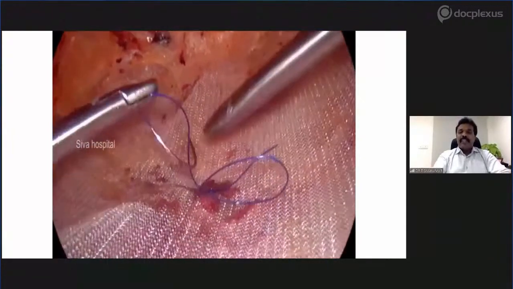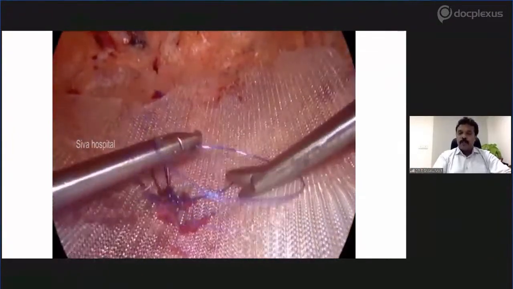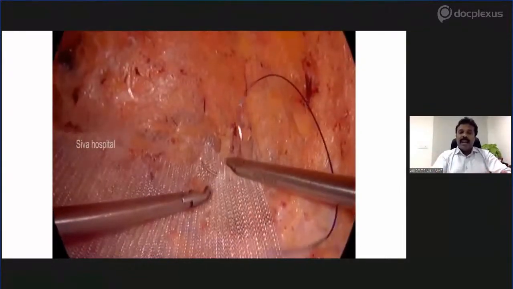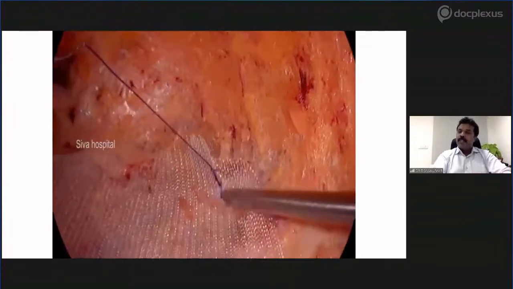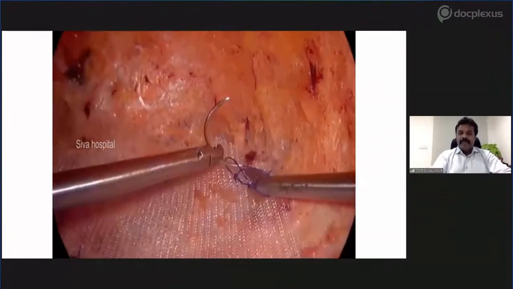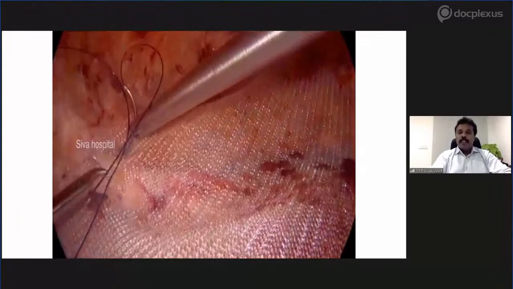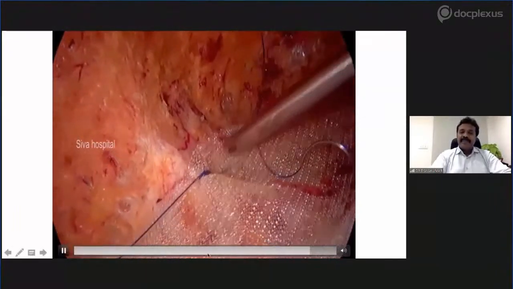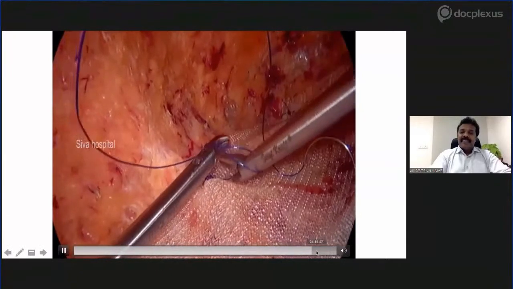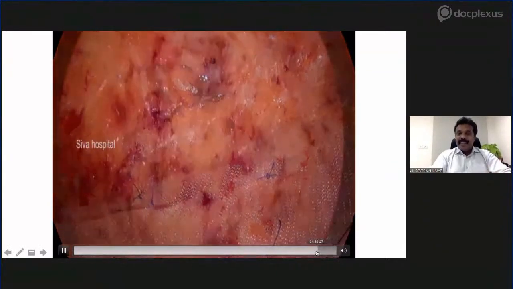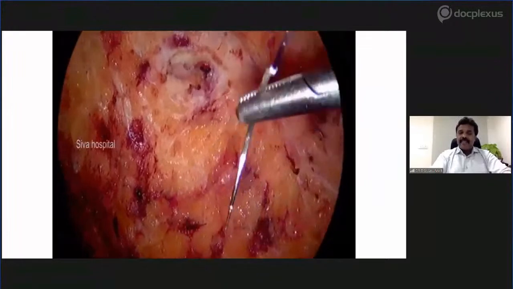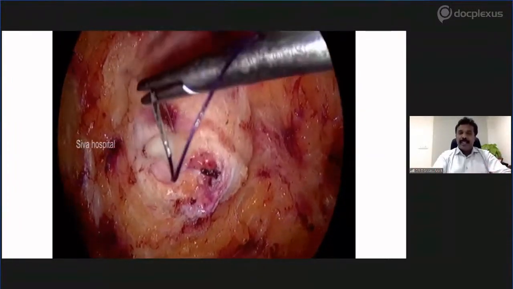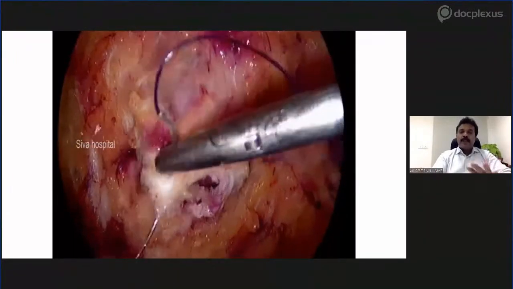Then it's the fixation. You can do a continuous fixation, but in a subcutaneous only mesh repair, I used to do an interrupted mesh fixation using a 1-0 Prolene. The only thing in these cases is that, like in the open case where we have seroma formation, there is the same chance of seroma formation. We should be careful here.